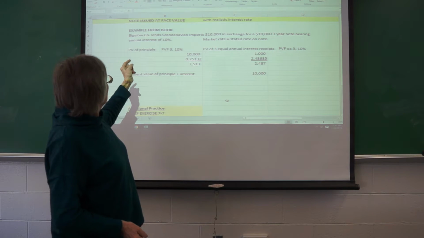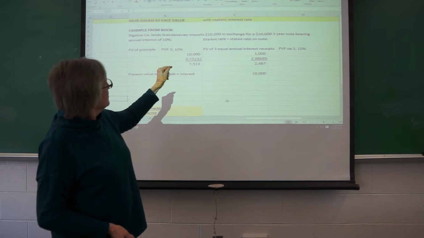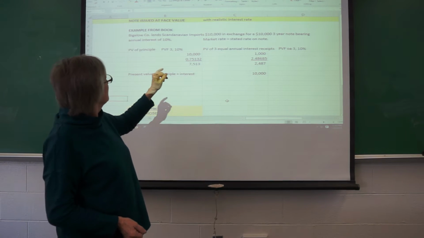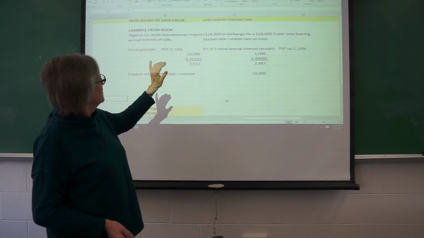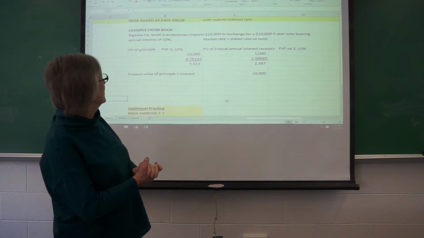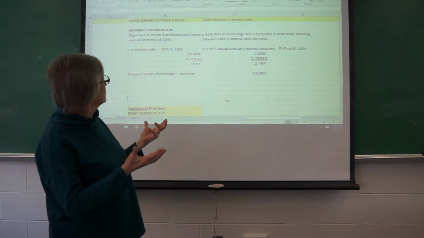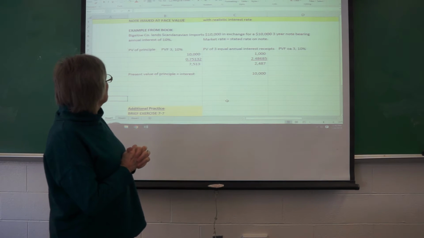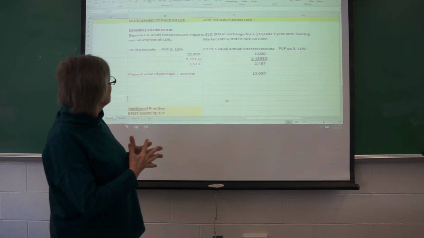So Bigelow lends to Scandinavian Imports $10,000 in exchange for a $10,000 3-year note with an interest rate of 10%. The market rate equals the stated rate on the note. So that means the interest is reasonable. Okay, so that's the information that we're given.